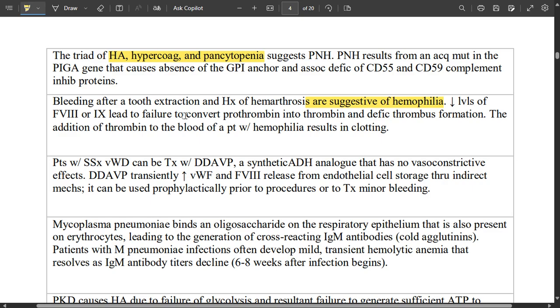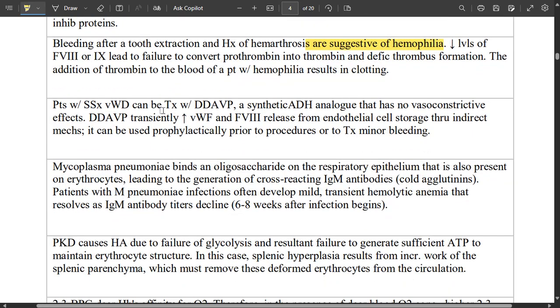So in hemophilia there is no clotting factor 8, no clotting factor 9. Because of the absence of the intrinsic pathway, prothrombin cannot convert to thrombin. So in hemophilia there is less thrombin. When thrombin is given, it results in clotting, because thrombin is a clotting agent, especially in hemophilia where there is no thrombin.